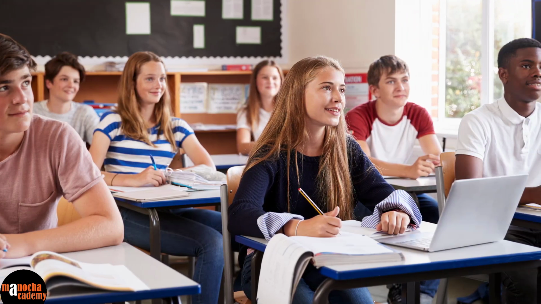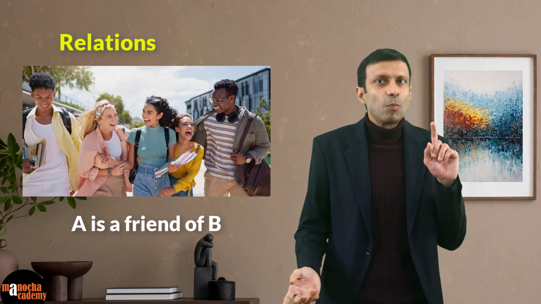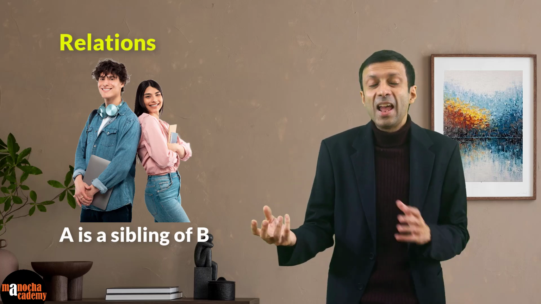So let A be a set of students of class 11 in a school, and B a set of students of class 12 in the school. Then you can have a relation from set A to set B as a is a friend of b. Note here, this small a denotes a student from class 11, that is from set A, and small b denotes a student from class 12, that is from set B. So a, a student of class 11, is a friend of b, a student of class 12. Or you could have a relation like a is a sibling of b, where a, the student in class 11, has a brother or sister in class 12.